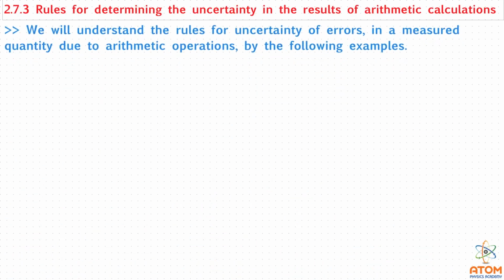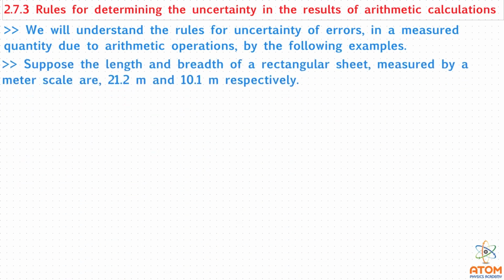Let us see topic 2.7.3, rules for determining the uncertainty in the results of arithmetic calculations. When we are doing arithmetic calculations like multiplication, division, summation and so on, at that time there remains some uncertainty in the results. So that we are going to understand. Now for this we will understand the rules of uncertainty or errors in a measured quantity due to arithmetic operations by the following examples.